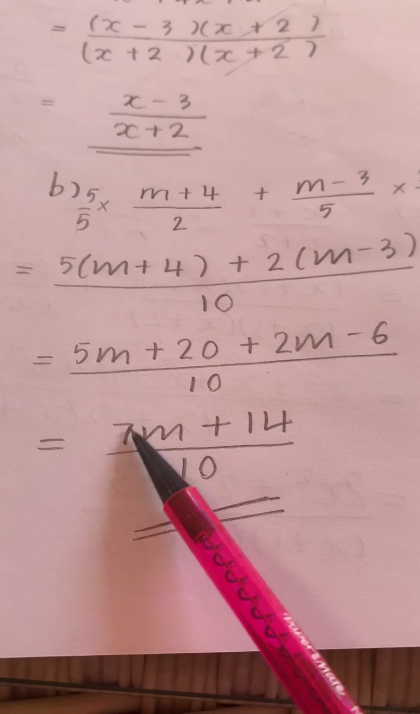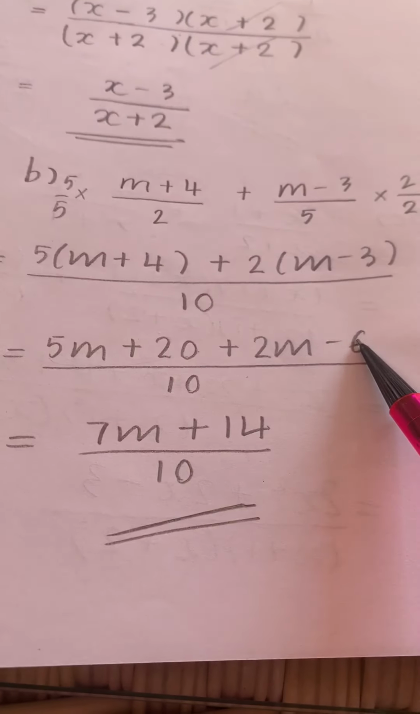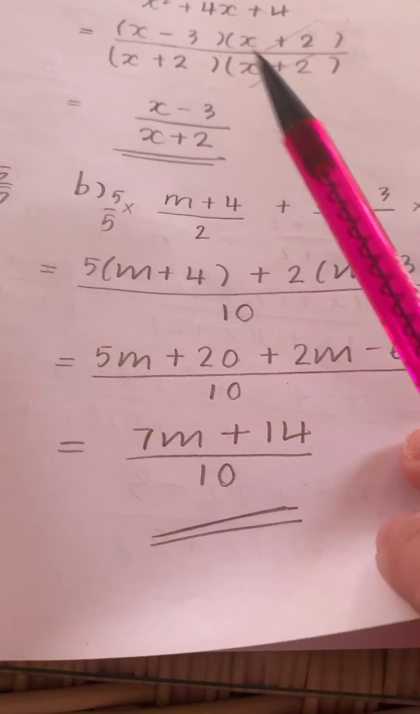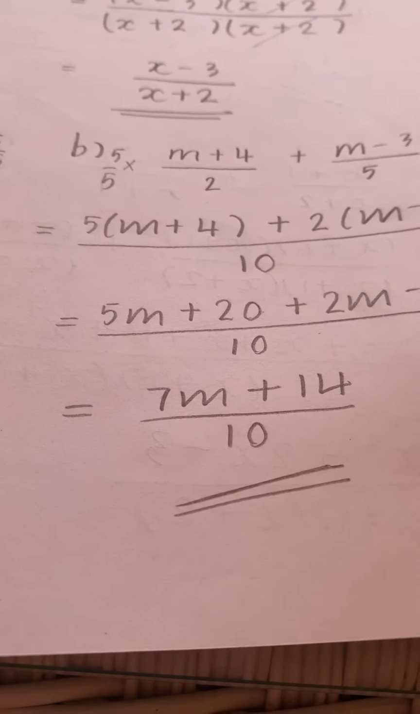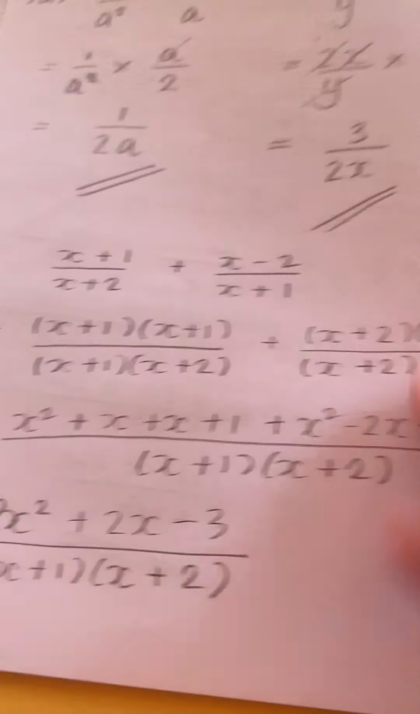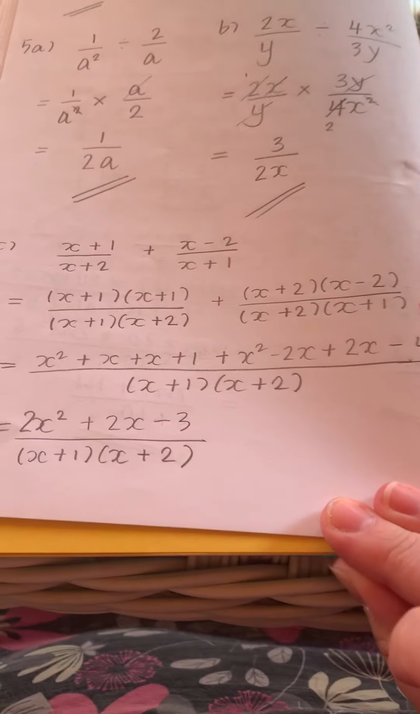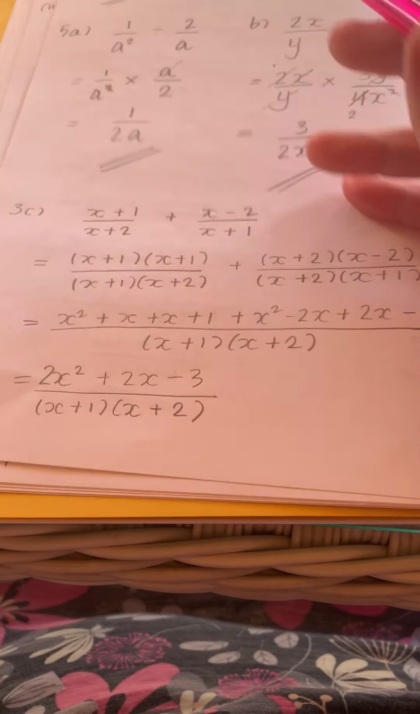5m plus 2m is 7m, and then 20 take away 6 is going to give you 14, and you've still got the 10 in the bottom. Right, I've done this one. I nearly missed it. I didn't realise there was a part C there until the end. So this one is trickier, much trickier really.